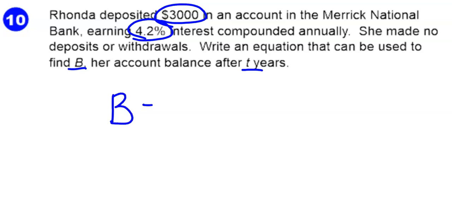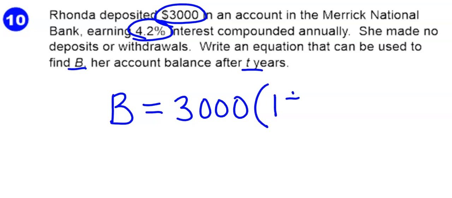So B is the balance, and it needs a principal amount put in, and 1 plus or minus the rate for T years. So I know the rate is 4.2%, but I have to remove the percent sign. So I move the decimal 2 places to the left, giving me 0.042. Now I need to take out this minus sign because the account is earning interest.